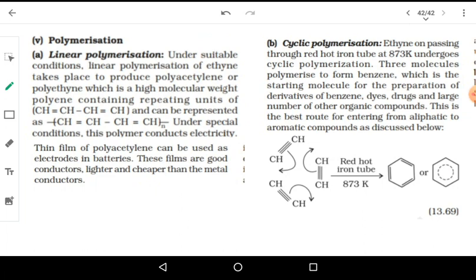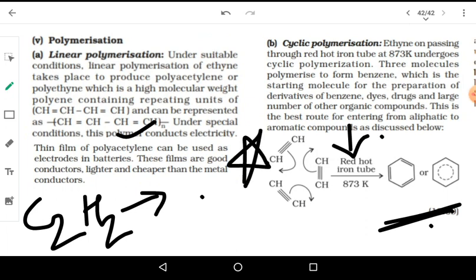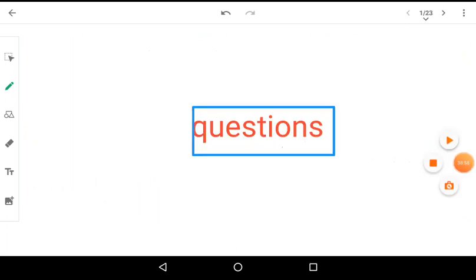Now we have polymerization. Polymerization is of two types. We have linear polymerization to give us compounds like polyacetylene. If we have C2H2, this polymerization will give us polyacetylene. And cyclic polymerization is carried out in the presence of red hot iron tube. This is going to give us benzene. So this is important. A similar type of question was asked in the NEET 2019 Odisha paper as well. So these are the reactions of alkyne. With this, we are concluding the theory part of alkynes.